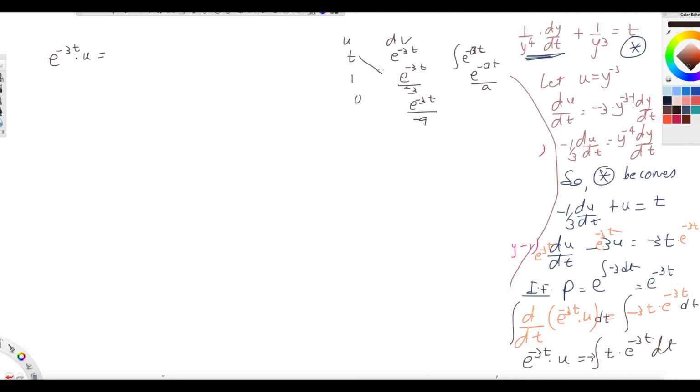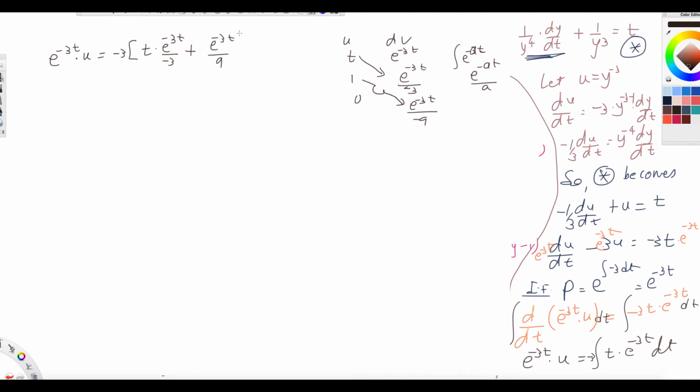So what do you get? This is the positive multiplication. This is a negative multiplication. What do you get there? It is negative 3 times t e to the negative 3t over negative 3, right? And then minus, that will be plus because there is minus 9 and this is minus multiplication. That will be plus e to the negative 3t over 9. That's what you get.